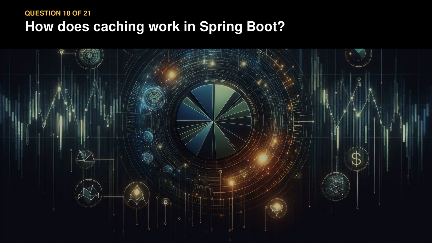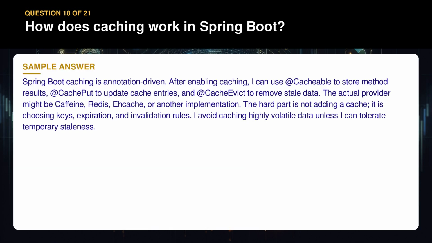Question 18. How does caching work in Spring Boot? Spring Boot caching is annotation-driven. After enabling caching, I can use @Cacheable to store method results, @CachePut to update cache entries, and @CacheEvict to remove stale data. The actual provider might be Caffeine, Redis, Ehcache, or another implementation. The hard part is not adding a cache. It is choosing keys, expiration, and invalidation rules. I avoid caching highly volatile data unless I can tolerate temporary staleness.